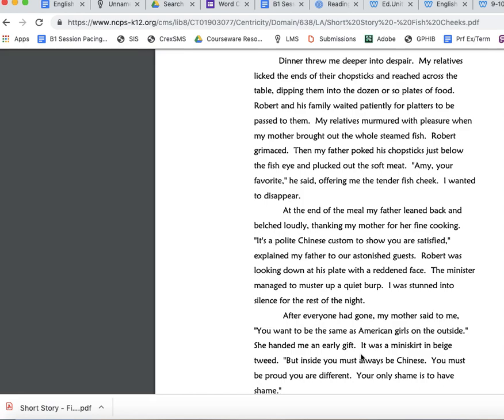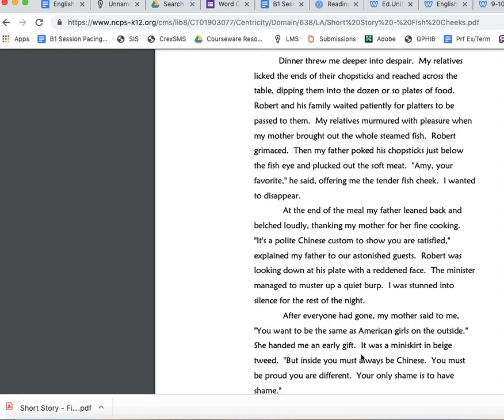I wanted to disappear. At the end of the meal, my father leaned back and belched loudly, thanking my mother for her fine cooking. "It's a polite Chinese custom to show you are satisfied," explained my father to our astonished guests. Robert was looking down at his plate with a reddened face. The minister managed to muster up a quiet burp. I was stunned into silence for the rest of the night.